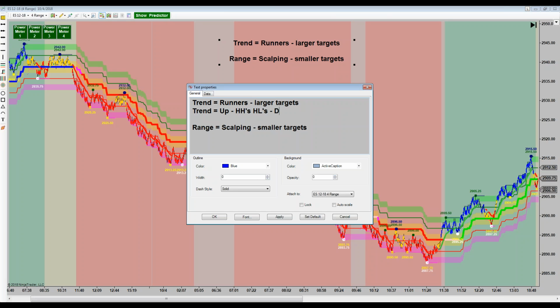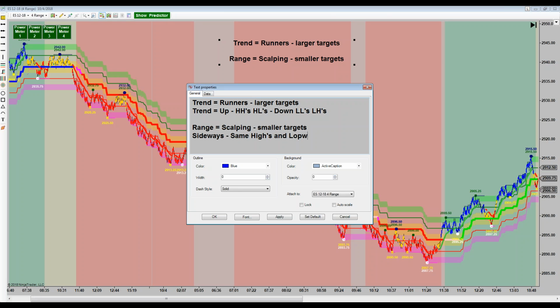And a downtrend is the opposite. Lower lows, lower highs. And of course, a range is the lack of that. So a range is sideways. And that means same highs and lows, right? Or very close to that, same highs and lows.